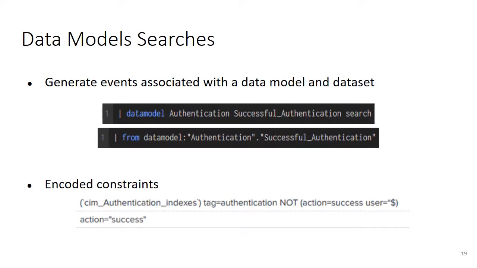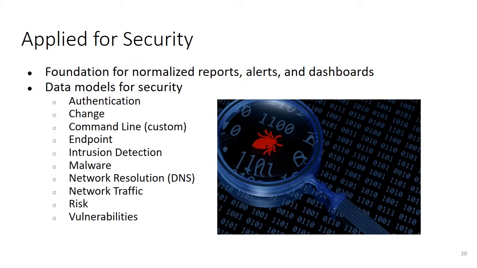To query a dataset, in this example, successful authentication, you can use the datamodel or from datamodel commands for generating events. From there, you can pipe to further refine for your use case. Encoded in these commands are the constraints shown here that filter events to the target dataset. It's important to note that all three of these are effectively equivalent. If you pop any one of them into an SPL search, they're going to give you the same output. So typically you'll see these searches at the beginning of a scheduled report, alert, or dashboard, but they also work very well for ad hoc querying.